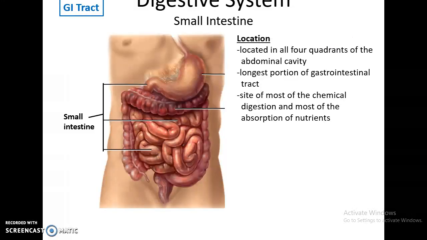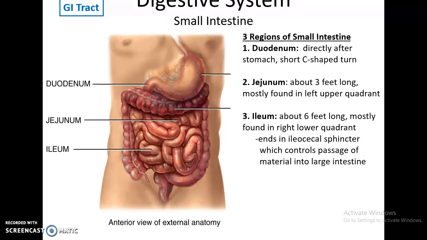All right, moving on now to the small intestine. The small intestine is basically in all four quadrants of the abdominal cavity. It is the longest portion of the gastrointestinal tract, where most of the chemical digestion and most of the absorption of nutrients occurs. It has three main regions: the very short duodenum, which is a short C-shaped turn of the small intestine that comes directly after the stomach; then the jejunum, about 3 feet long, primarily in the upper left quadrant; and then the ileum, about 6 feet long, mostly in the lower right quadrant. And it ends in the ileocecal sphincter that controls the passage of materials from the small intestine to the large intestine.